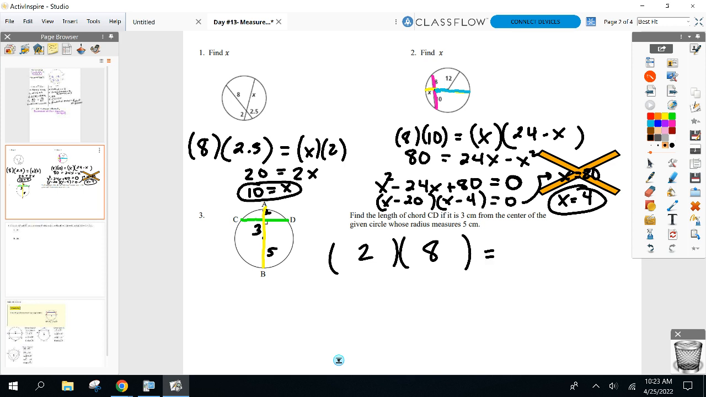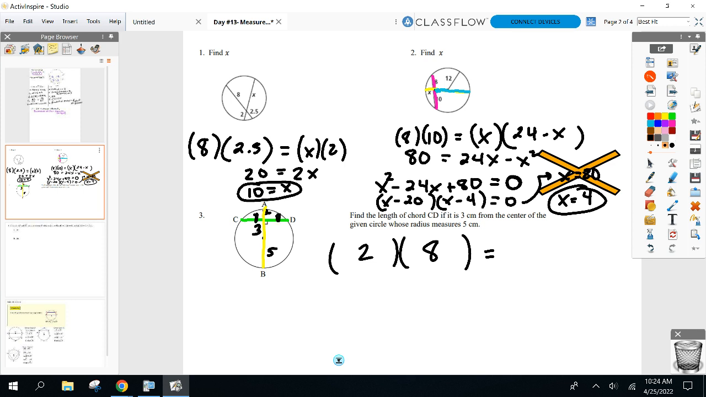Now, they didn't give me anything about chord CD, did they? It's got to be this part times this part, but I don't even know what they are. Do we know something about them from this unit? Theorem. Why? Because a diameter that goes through and makes a right angle bisects the chord. Everyone remember? A diameter perpendicular to a chord bisects the chord.